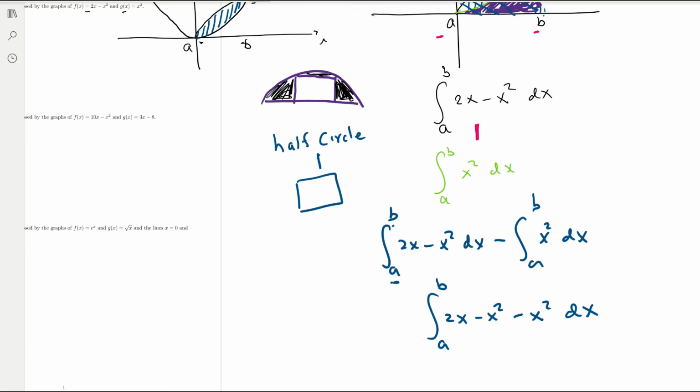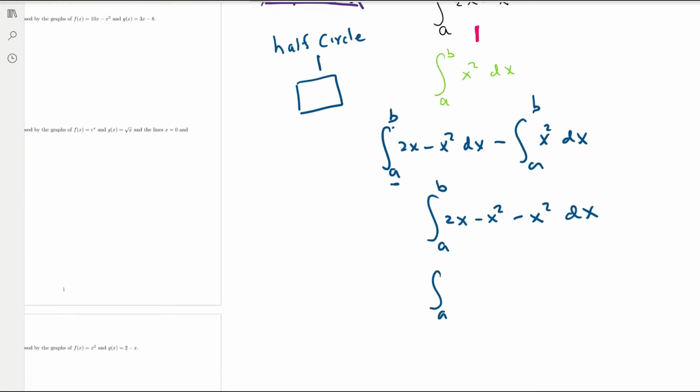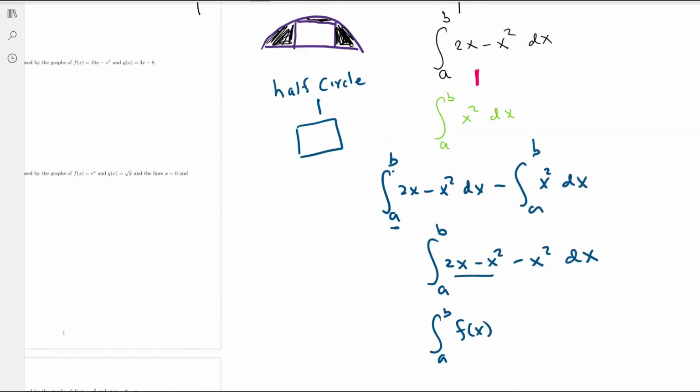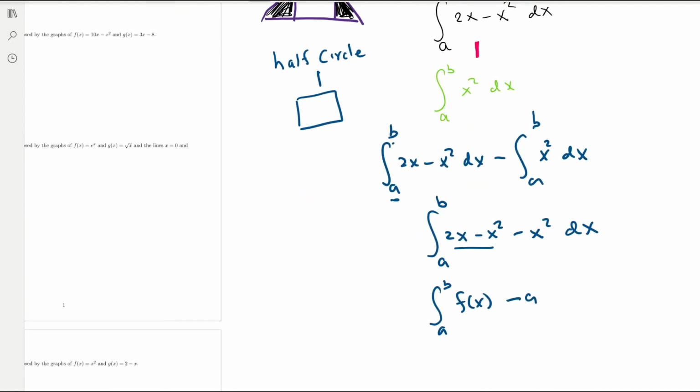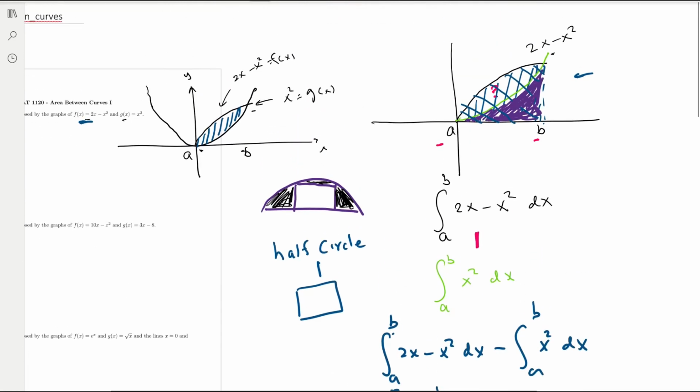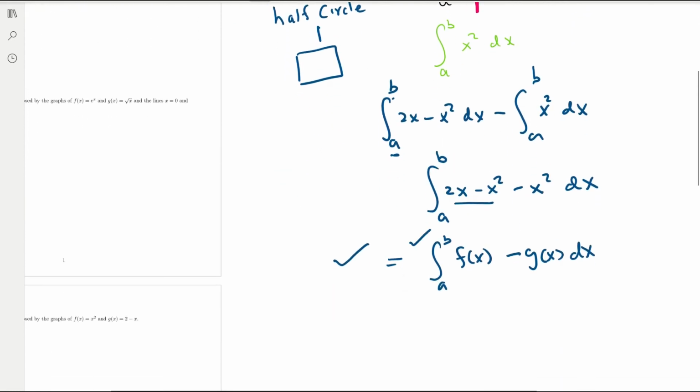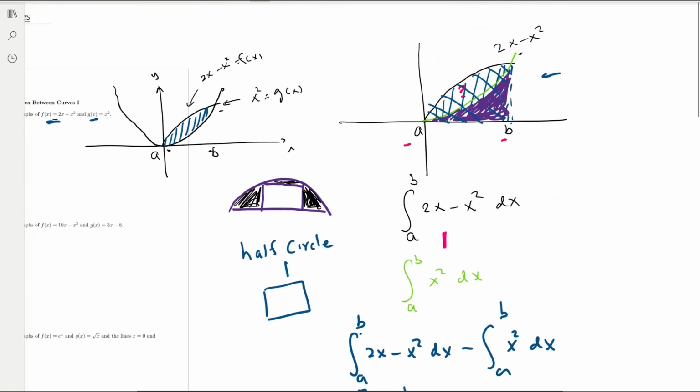All right, so now what does this mean? Check this out. 2x minus x square is f, that's what we call here, and x square is g of x. So if you want to find the area between these two curves, all you need to do is subtract the two functions and integrate. That's the idea, okay?